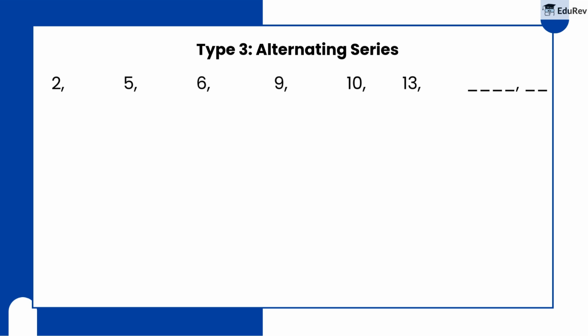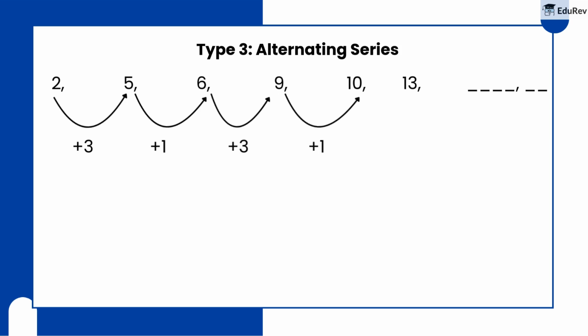Series is 2, 5, 6, 9, 10, 13, blank, blank. Think. Let's crack this one. At first glance, the pattern seems chaotic. The jump from 2 to 5 is plus 3, then 6 is plus 1, then 9 is plus 3, then 10 is plus 1. The pattern seems to be plus 3, plus 1, plus 3, plus 1.